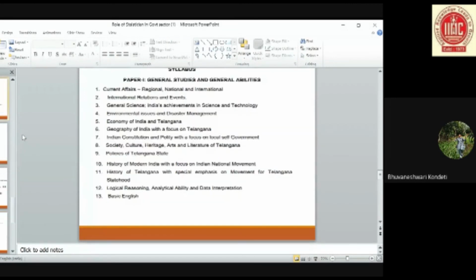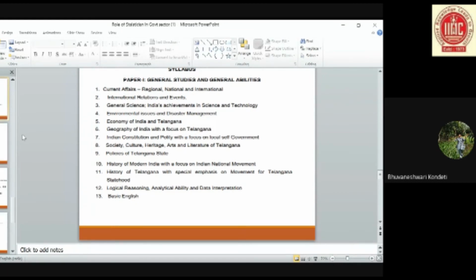So coming to general studies and general abilities, you can focus more on logical reasoning and basic English. Myself, I also focus there only, because reading all the history of Telangana and general awareness, being a mathematics student, we really cannot do all this. But if you really concentrate on topics like economy of Telangana and geography of India, you can get good marks. Out of 150, you can easily score 100 marks.